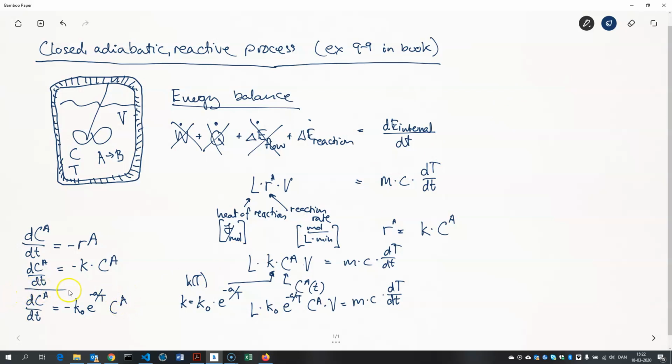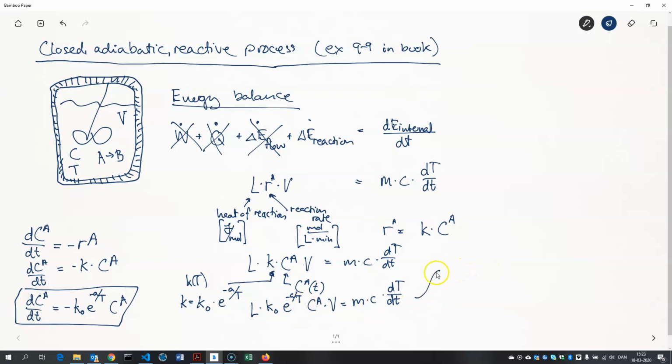So here we have one differential equation, and here we have another one. And look how they are coupled together. So this derivative of the concentration depends both on the concentration and the temperature, and the derivative of the temperature depends both on the concentration and the temperature. So they're coupled together and they are nonlinear.